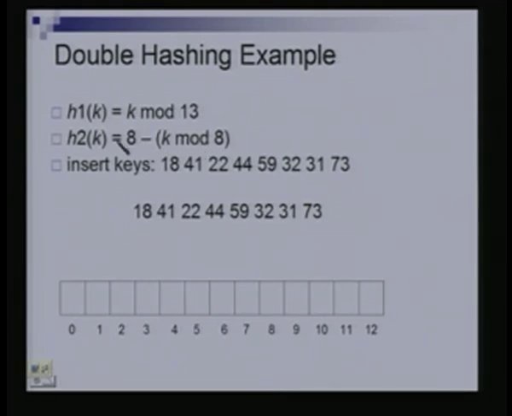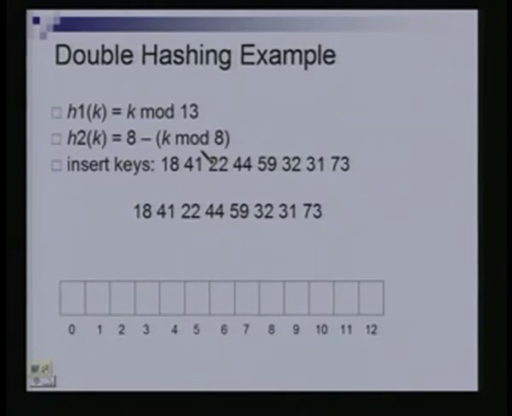So it will always be a number between 1 and... no, it cannot be 0 because k mod 8 lies between 0 and 7. So it is between 1 and 8. 0 does not make any sense, right? If it is 0, then we are in trouble. If h2(k) is 0 for some k, then you continue looking at the same place, and if that place were occupied, then you cannot insert the element at all.